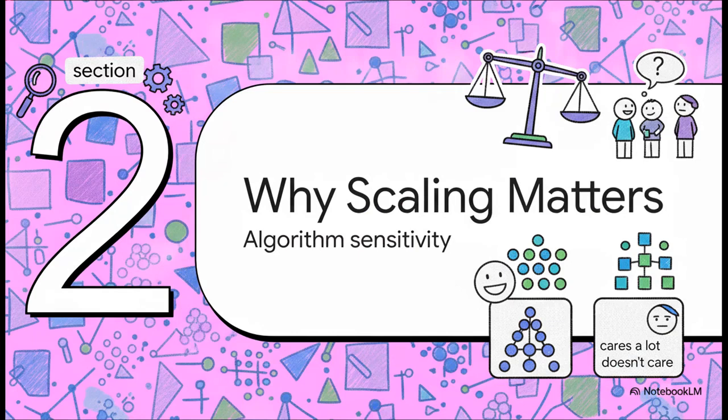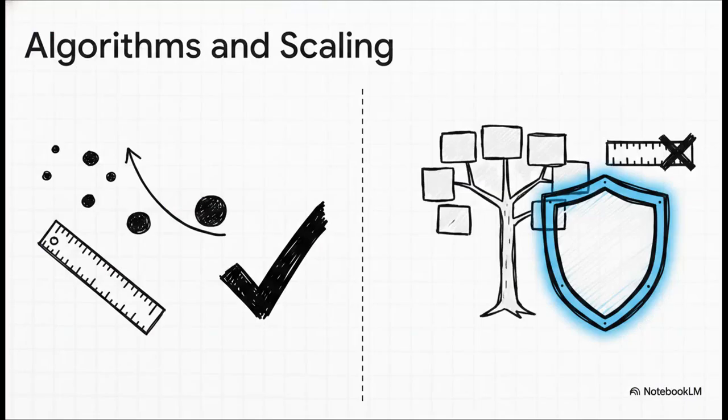Moving on to Section 2, why scaling matters and algorithm sensitivity. Now you might be wondering, does every single algorithm actually need scaling? Well, no, but the ones that do are extremely sensitive to it. Algorithms like k-nearest neighbors and support vector machines literally calculate the geometric distance between data points, so they absolutely require scaling. Without it, the features with the biggest numbers just dominate the whole calculation. The same goes for neural networks and logistic regression, which rely on gradient descent. They need scaled data to converge faster.